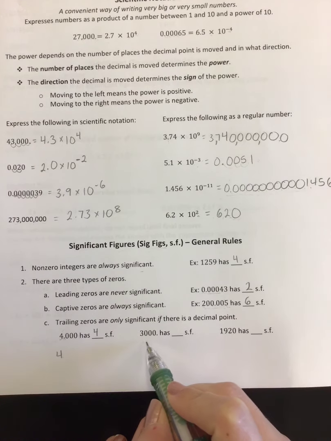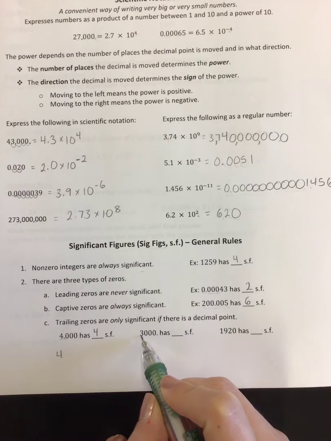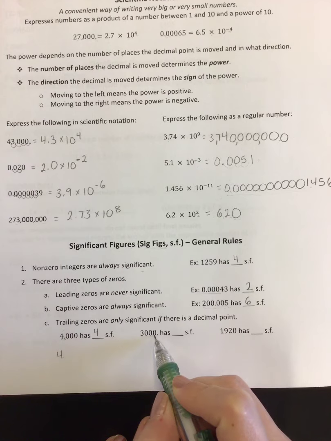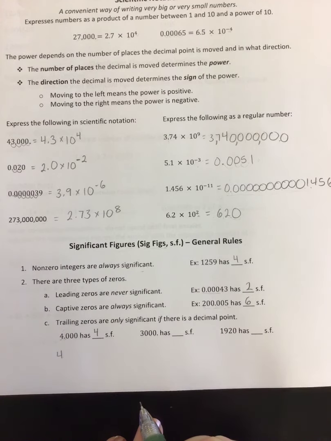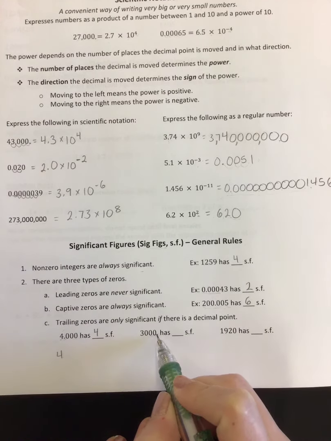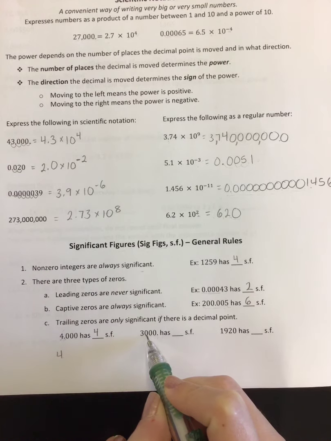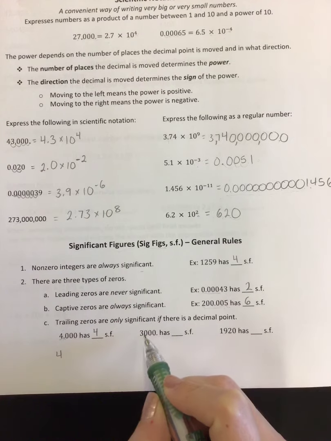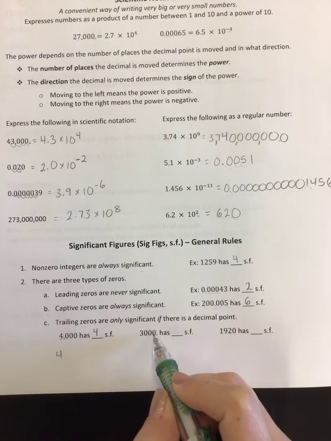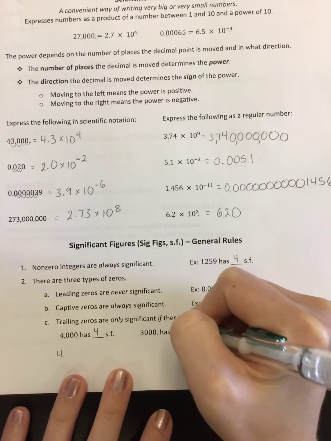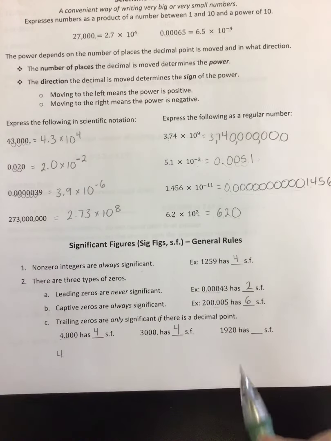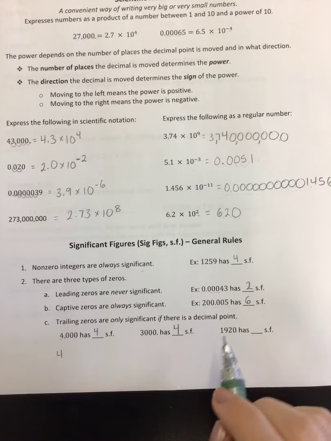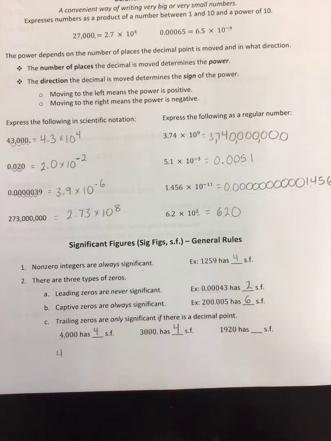If you look at this one right here, I have 3000 with a decimal point. I have a decimal point in my number, right? And I have some trailing zeros. That means that those trailing zeros are significant, okay? So I have 1, 2, 3, 4 total sig figs.